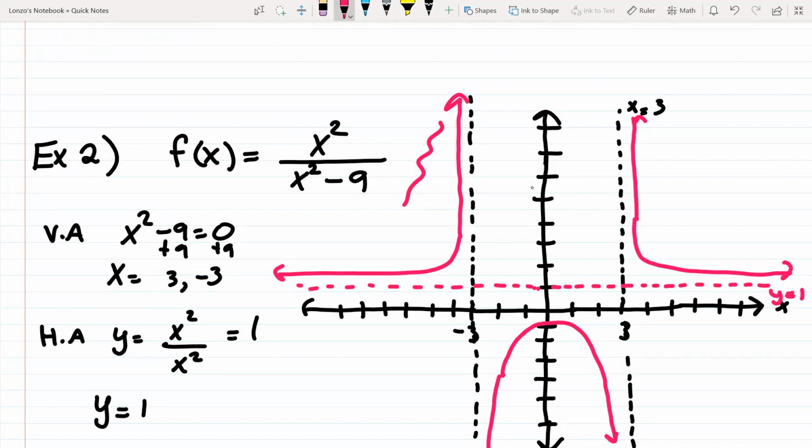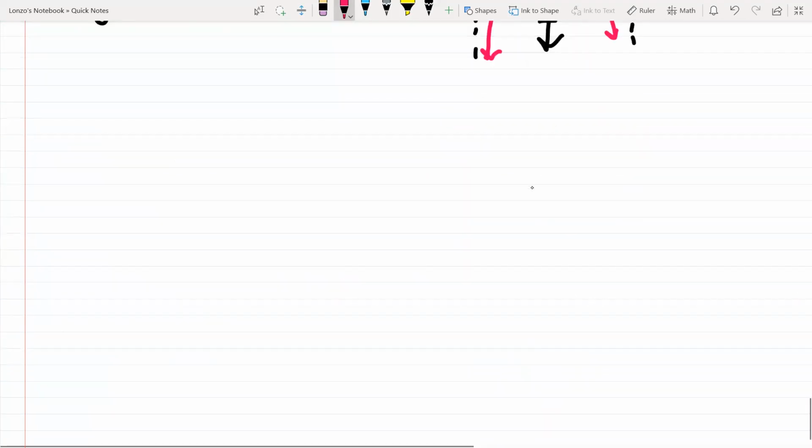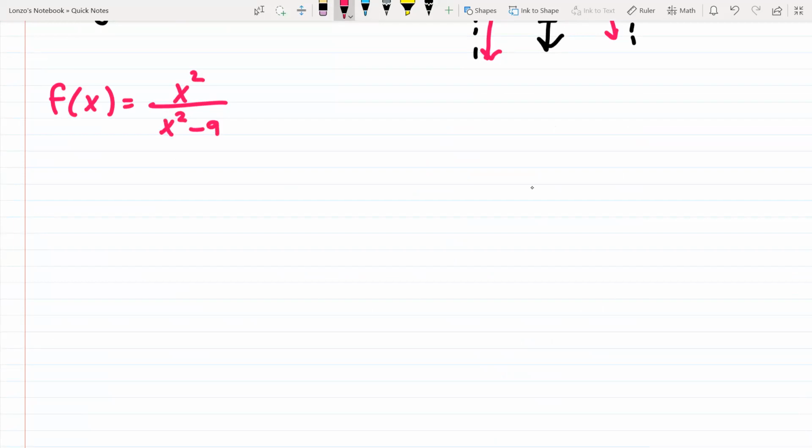So let's do that. First we find our critical values. If our function is f of x equals x squared over x squared minus 9, we're going to take the first derivative using the quotient rule. If you forget it, I'll show you.